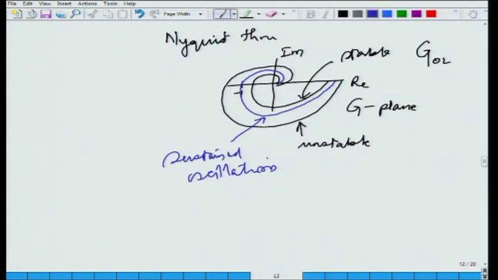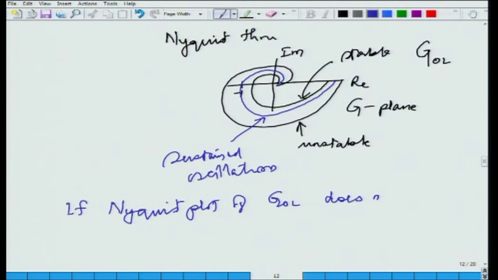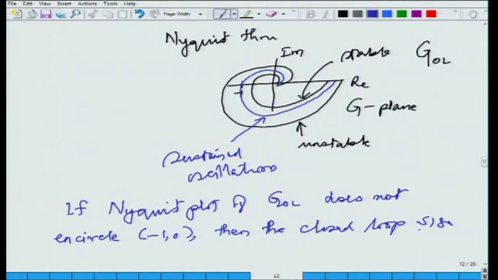So, the Nyquist theorem says if the Nyquist plot of G open loop, the feedback loop is not yet closed, does not encircle -1, 0, then the closed loop single input single output system is stable.